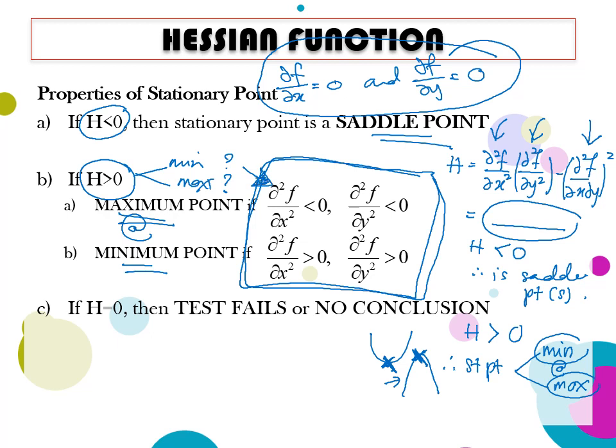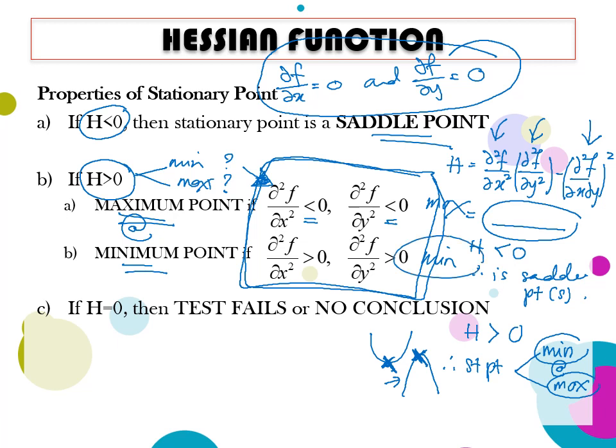Look at your second order partial derivative with respect to your x and with respect to your y. If it is less than 0, then you conclude it is a maximum. Your stationary point is a maximum. If your second order partial derivative with respect to your first variable and second variable is greater than 0, then you conclude that your stationary point is a minimum.